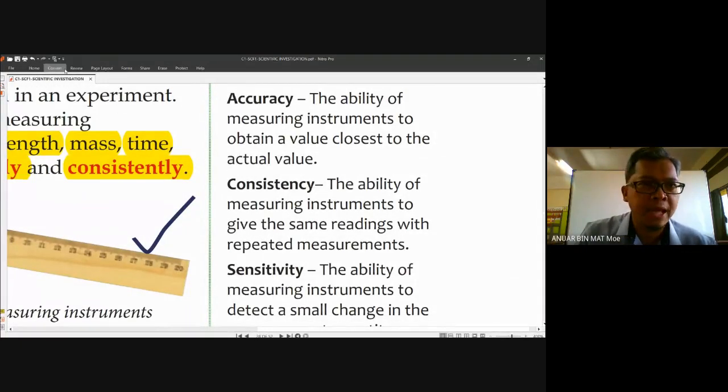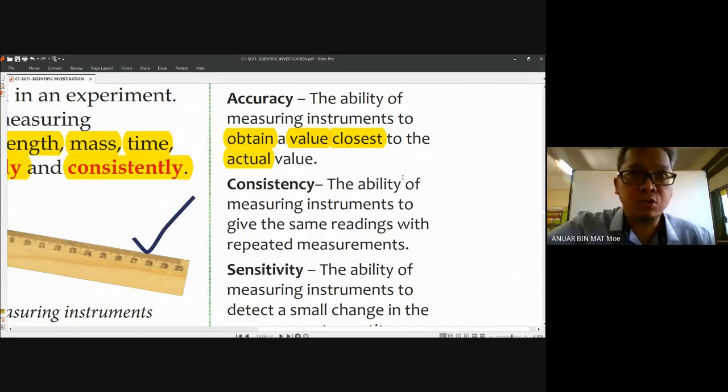Accuracy means here to obtain the value closest to the actual value. Now, this is what we call accuracy, or in English we call it accurate. Okay, if you want to measure the length of an object, for example, I want to measure the length of this book using a ruler. No matter the type of ruler.